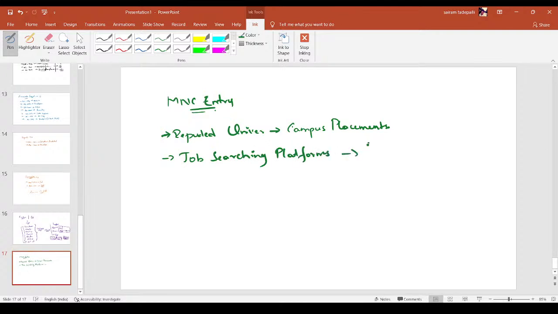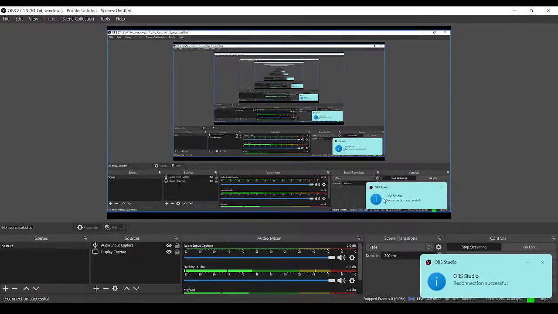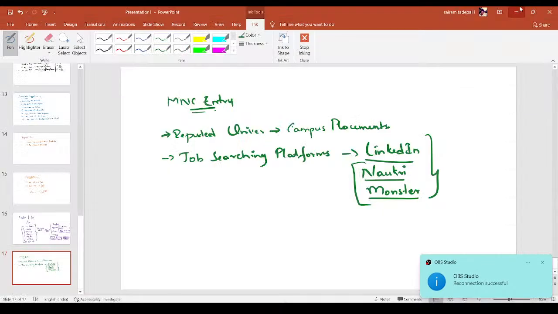So LinkedIn is the best one. Next, Naukri, Monster. Go with these three things right now. Create a perfect LinkedIn account, and Monster India. So these two types of entries can happen.